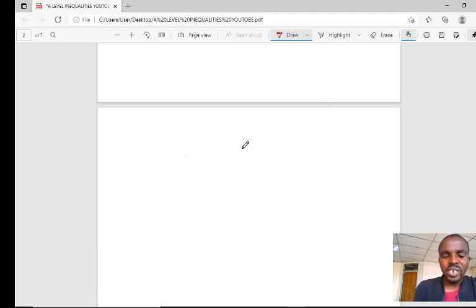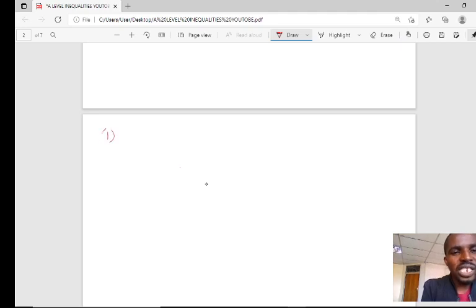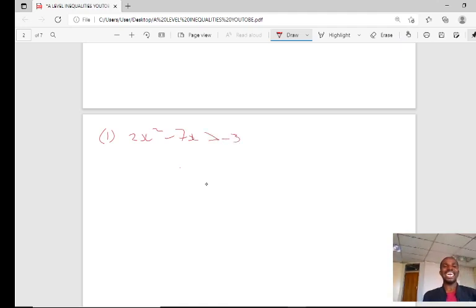Okay. Right. So the first question, let me increase the size here. Nice one. Right. So the first question is 2x squared minus 7x is greater than minus 3. So how can we solve inequalities at an advanced level? The first thing you have to make sure is the right side must always be 0. So you have to collect all terms to the left side of the inequality in this case.